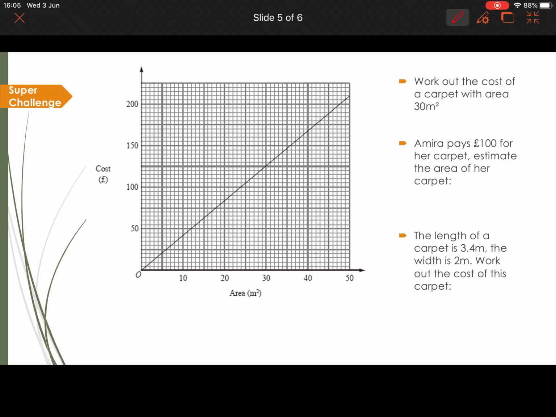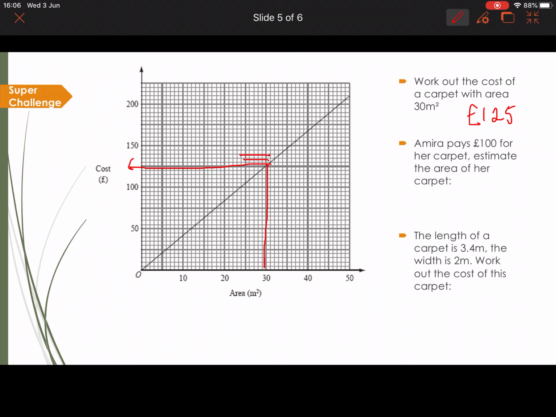Question 1 asks you to work out the cost of a carpet with area 30 metres squared. So first I need to find the area 30, which is here, and then I go up to where it hits my line, and then I go across. And hopefully you can see that it comes out pretty much in the middle of 100 and 150. Now I know that halfway between 100 and 150 is 125. You could also work it out by counting the boxes.